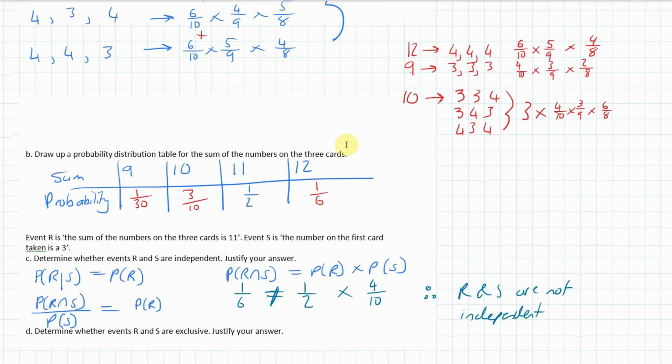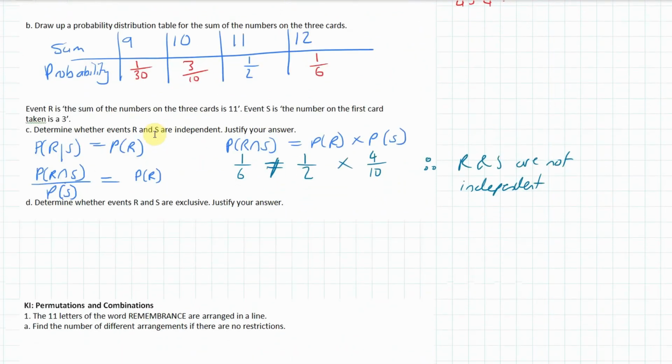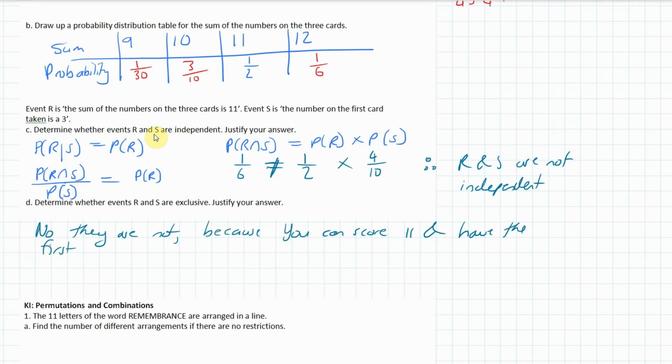Okay. D. Determine whether the events R and S are exclusive and justify your answer. Well, no, they are not. The reason is that you can score 11 and have the first card be a 3, so they're not mutually exclusive. You can fulfill both of those conditions at the same time.